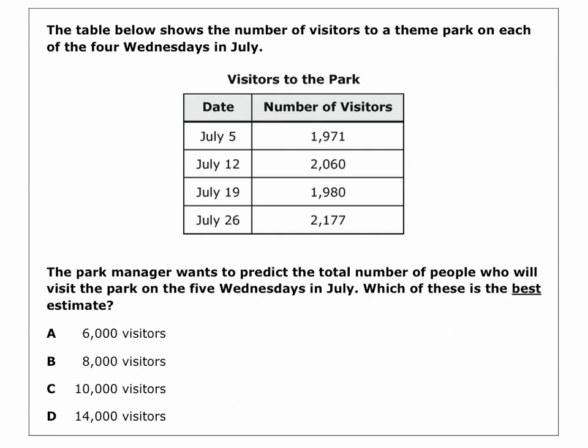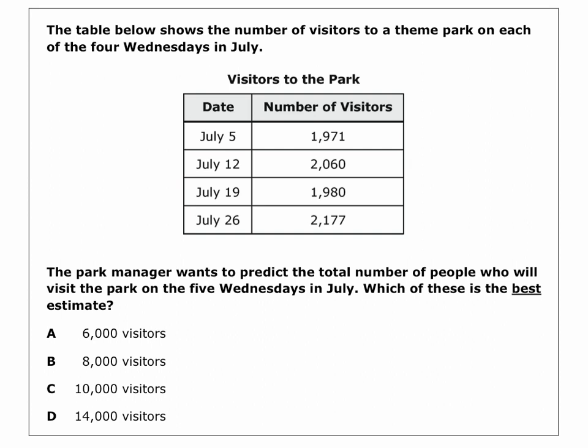This next one says the table below shows the number of visitors to a theme park on each of the 4 Wednesdays in July. The park manager wants to predict the total number of people who will visit the park on the 5 Wednesdays in July. Which of these is the best estimate?